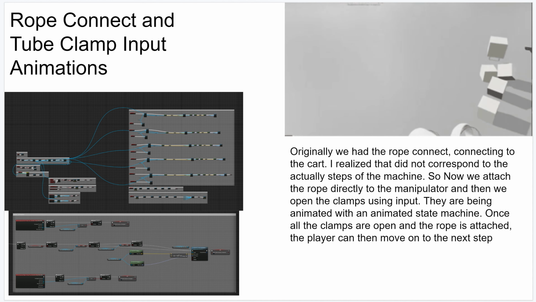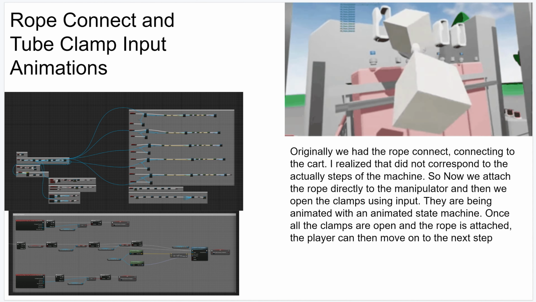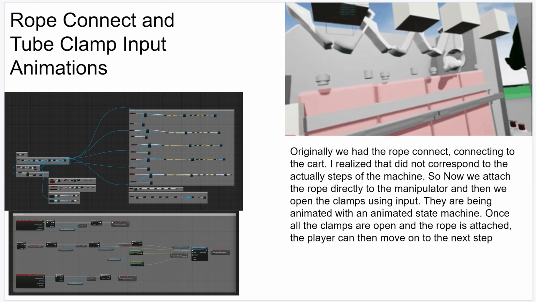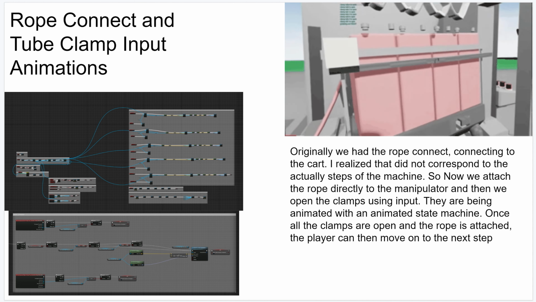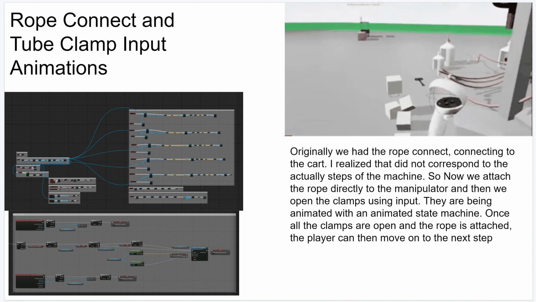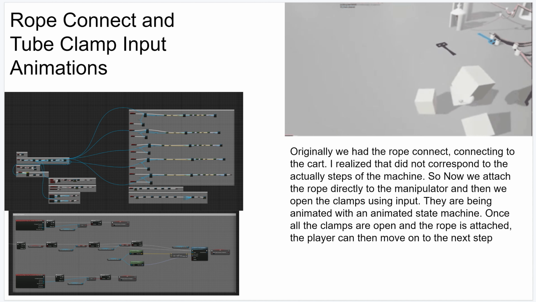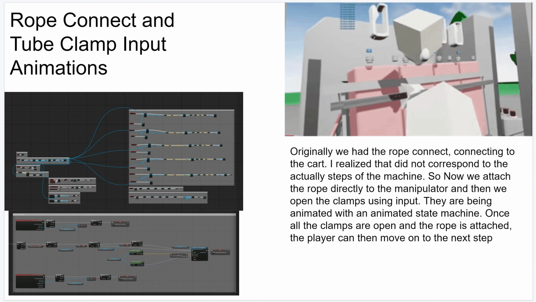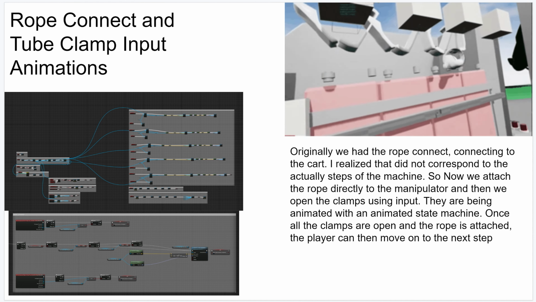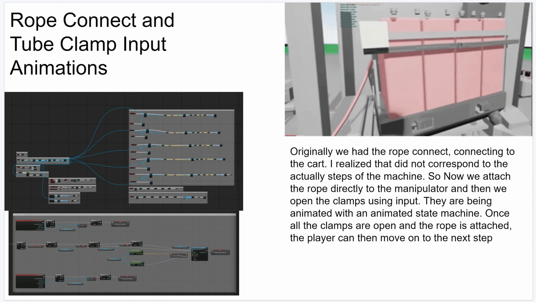I have these clamps on an input, so when my controller's inside the bounding box and it presses trigger, it will activate the animation and open up the clamp. I have each of these clamps on separate blueprints that I attached to the manipulator as a child actor. That way I could animate them separately. Otherwise, because they're sharing the same animation state machine, they all open out at once unless you separate them.